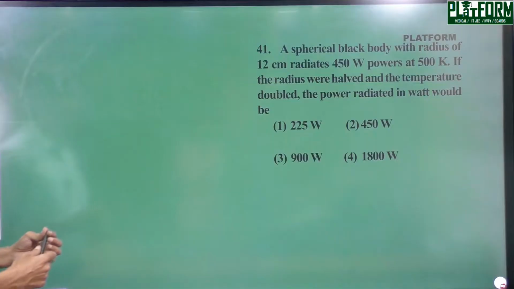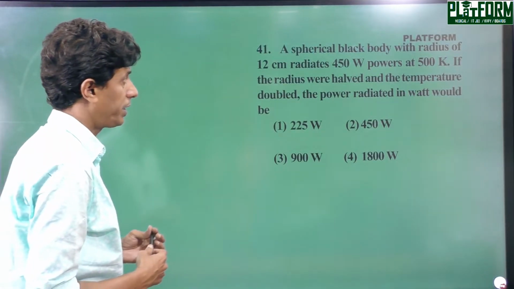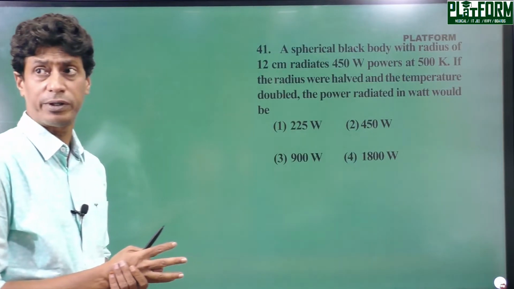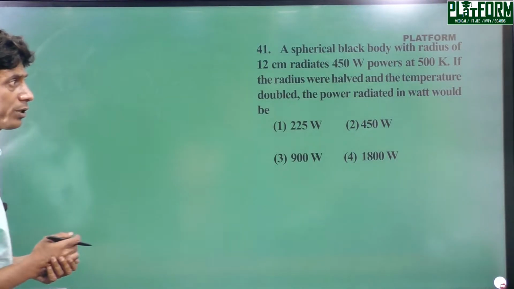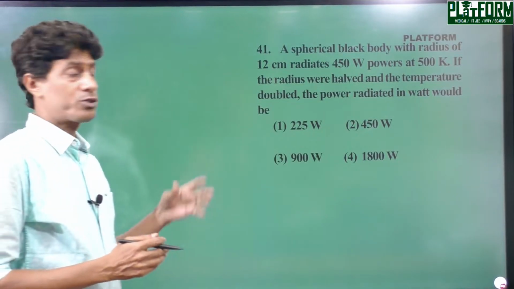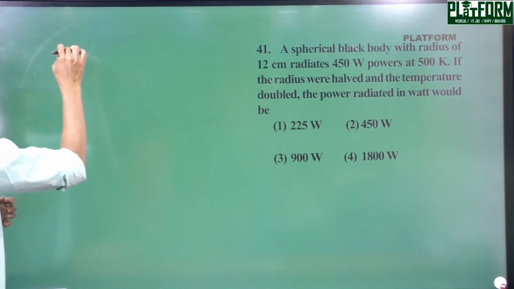Next problem. Question number 41. A spherical black body with a radius of 12 centimeter radiates 450 watt power at 500 Kelvin. If the radius is halved and the temperature doubled, what would the power radiated be? This question is also taken from the deleted topic.